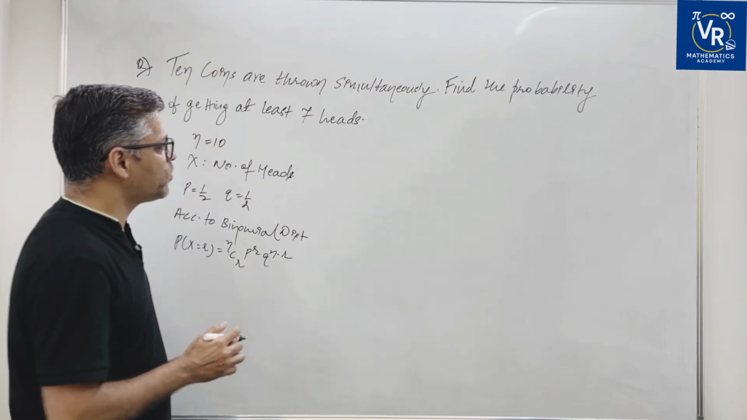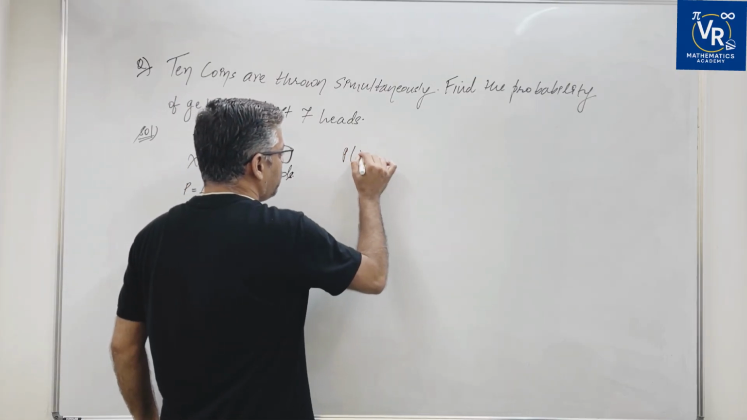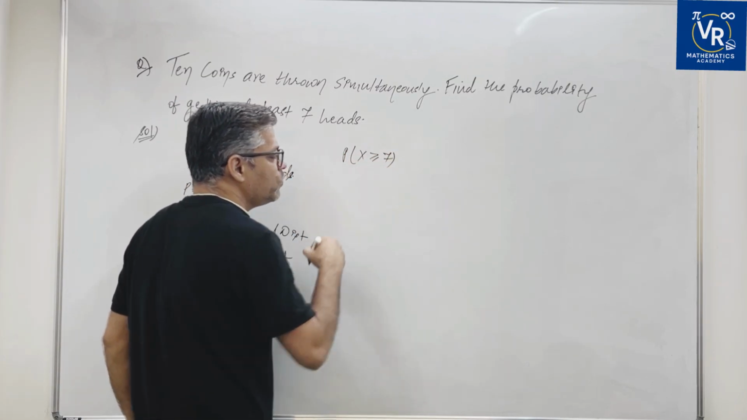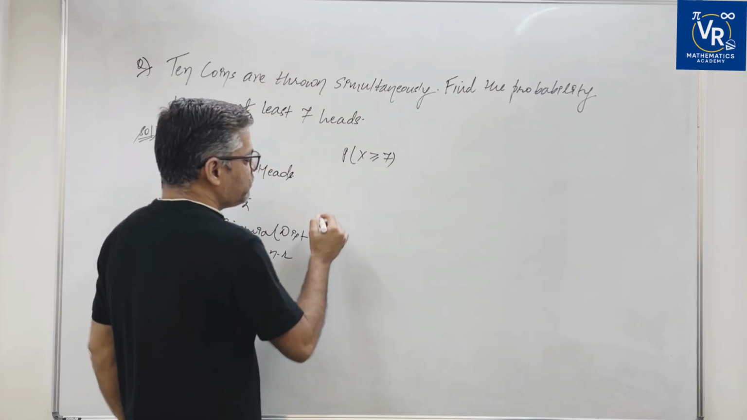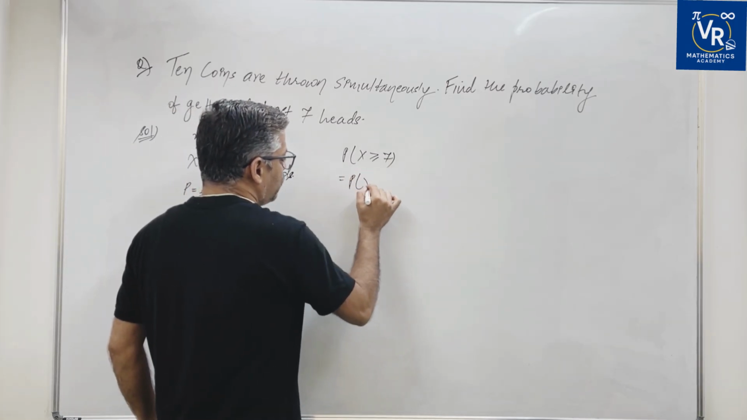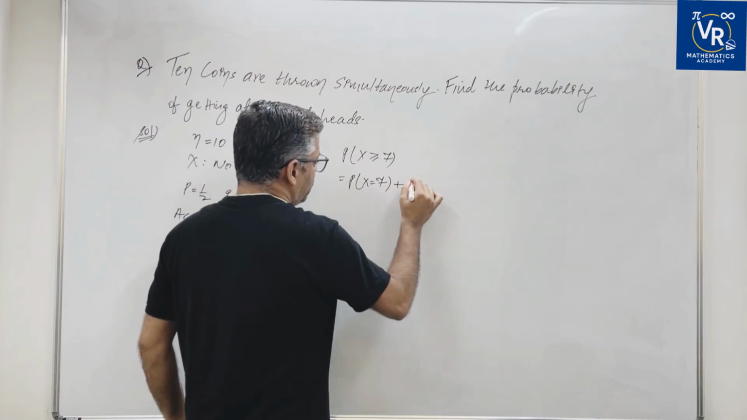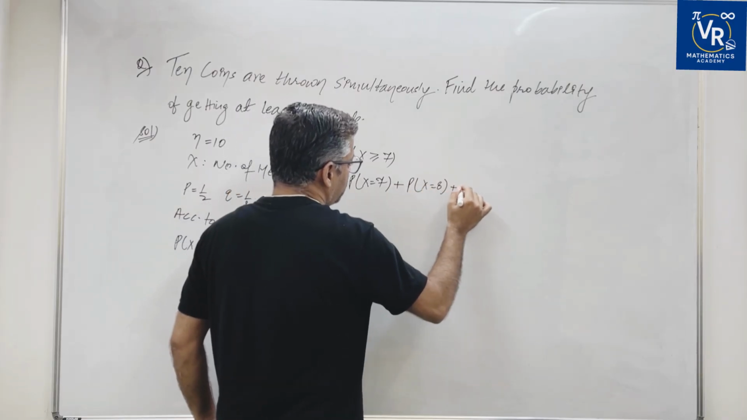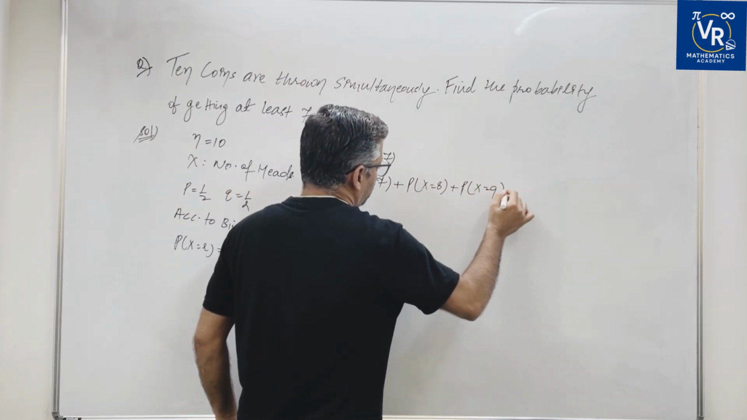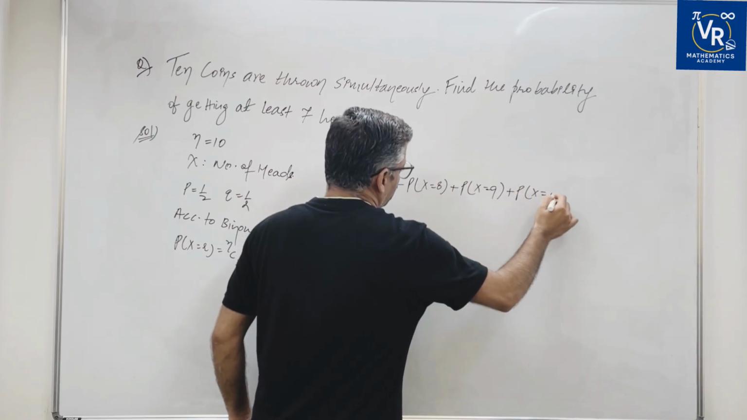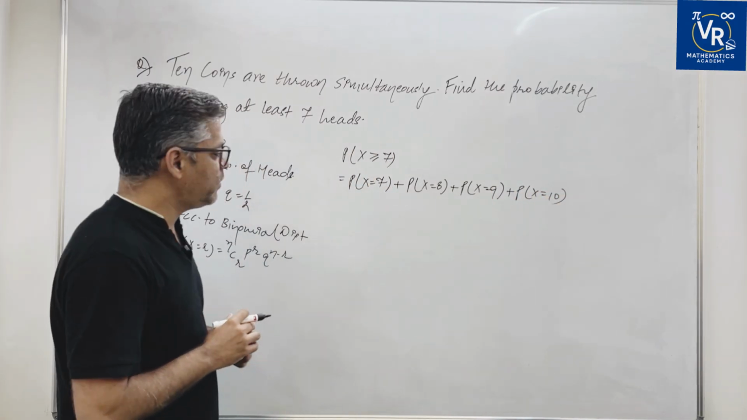At least 7 heads probability we have to find out, that is probability of X greater than or equal to 7. Probability of X greater than or equal to 7 we can write as probability of X equal to 7 plus probability of X equal to 8, plus probability of X equal to 9, plus probability of X equal to 10. In this way we can write it.